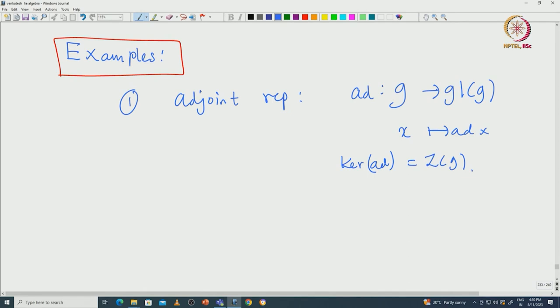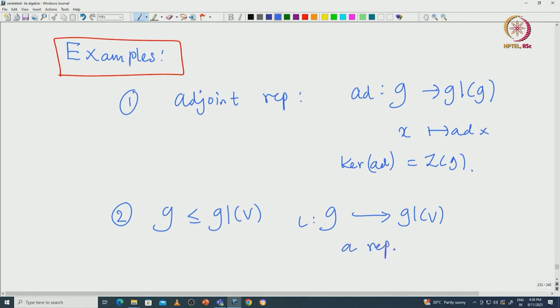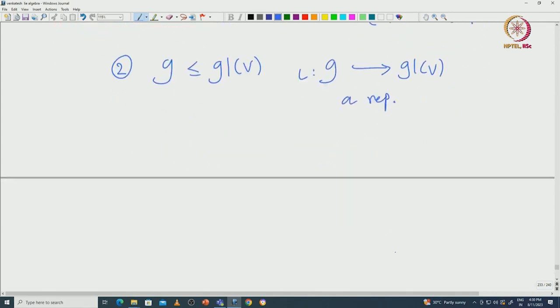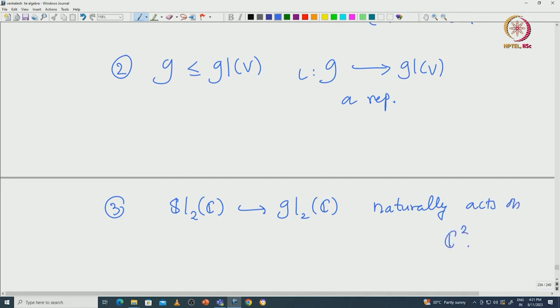So, if you take, for example, G to be a linear Lie subalgebra, then this inclusion of G inside GL of V, which we denote by iota, is actually a natural representation. Using this inclusion, you can see that G naturally acts on V. So, this is also a representation, and you call it the natural representation. For example, sl2(C) is sitting inside gl2(C), so it naturally acts on C^2. This V is called the representation space on which this Lie algebra G is acting. Okay. So, that is the meaning of this.